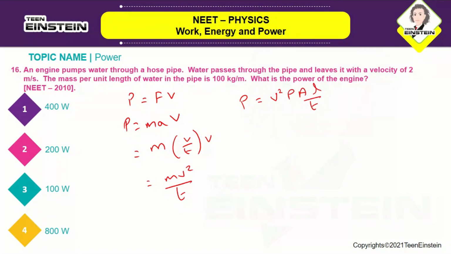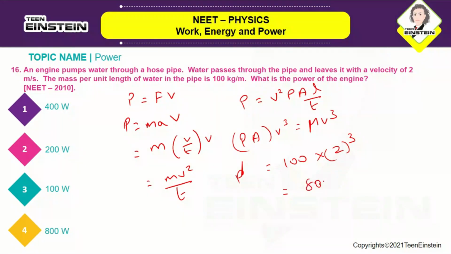So P is equal to mu v cube. So P is equal to 100 into 2 the whole cube. Here they have given the mass per unit length as 100, so I am putting it as 100, and 2 is the velocity, so 2 cube of that, so you will be getting 800 watts. So the power of the engine is 800 watts. The correct answer is option number 4.